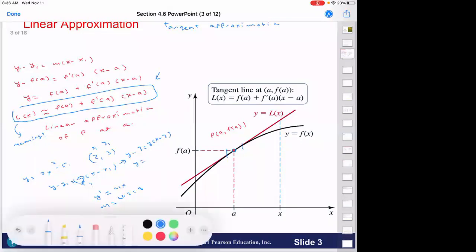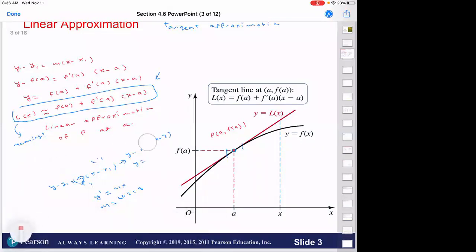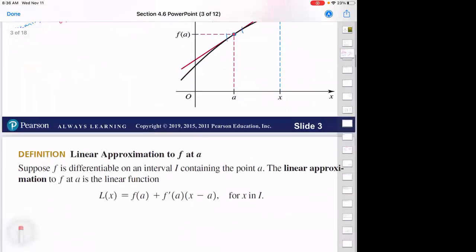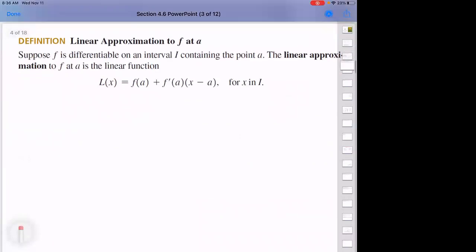Does that help you? Yep. Good. Can you write this down in your notebook so that we can do some problems?